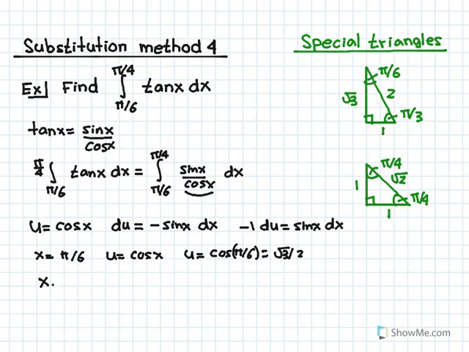X is equal to pi over 4. U is equal to cos x. Plug that in, u is equal to cos of pi over 4. And we can look at the special triangle, the 1, 1, root 2 triangle. Cos of pi over 4 is adjacent over hypotenuse. That will be 1 over root 2.